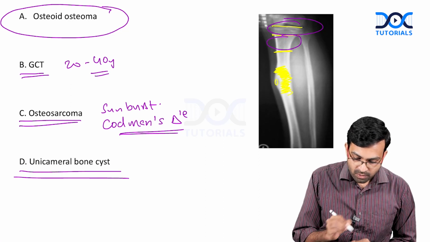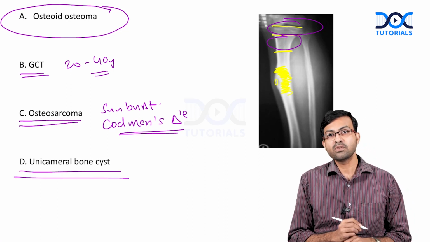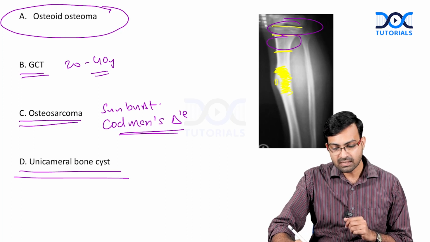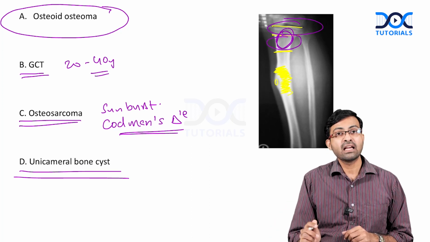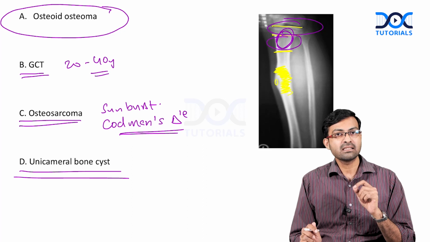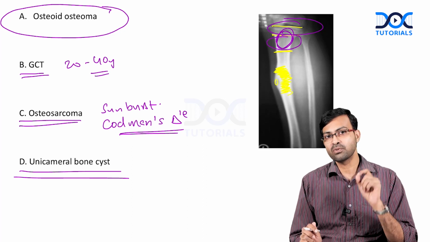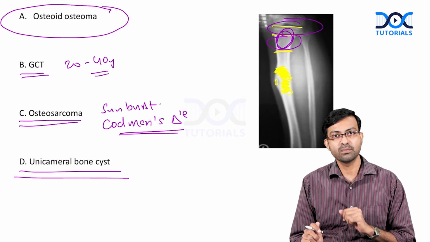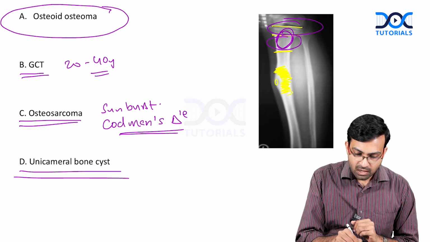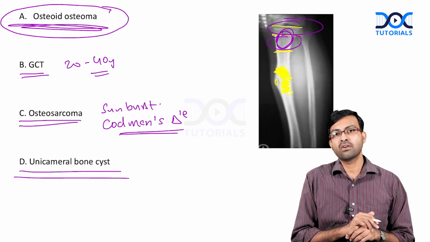It can also not be unicameral bone cyst, because UBC is also seen in the metaphysis as a cyst like this, and one feature of UBC is that it does not produce sclerosis. Sclerosis will be absent in UBC. So there is only one answer here, osteoid osteoma.